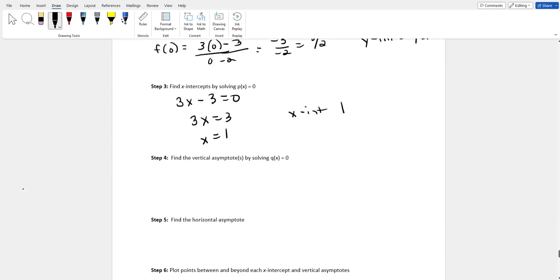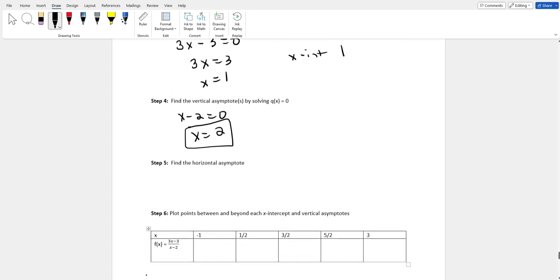To figure out the vertical asymptotes, I am going to set the denominator equal to 0 and solve for x. I get x is 2. When you put this into MyMathLab, you have to write x is equal to 2. You can't just put 2. To figure out the horizontal asymptotes, we're going to look at the highest exponent in the numerator, which is 1, and the denominator is also 1. So since they are equal, my horizontal asymptote would be a_n over b_m, which is 3 over 1, which is 3. So this is my horizontal asymptote.